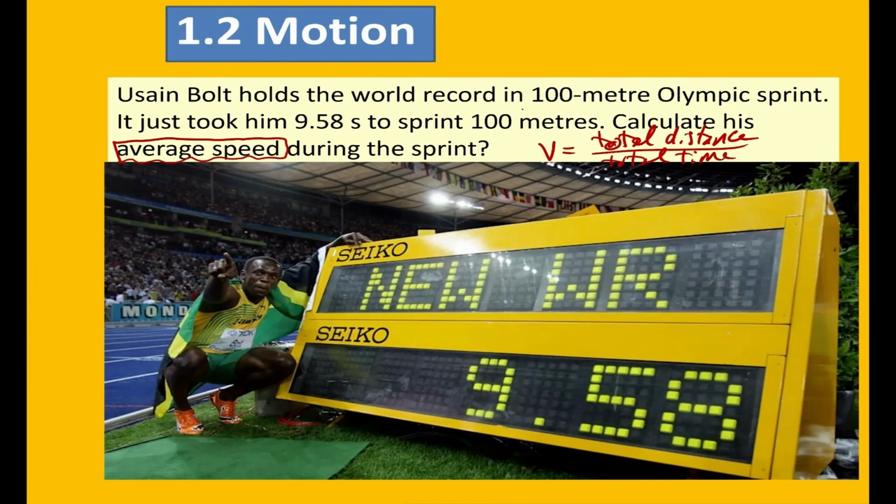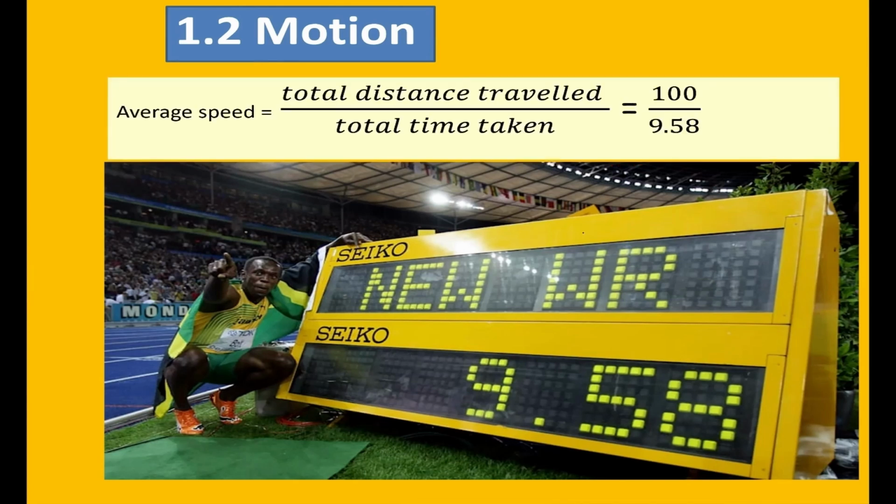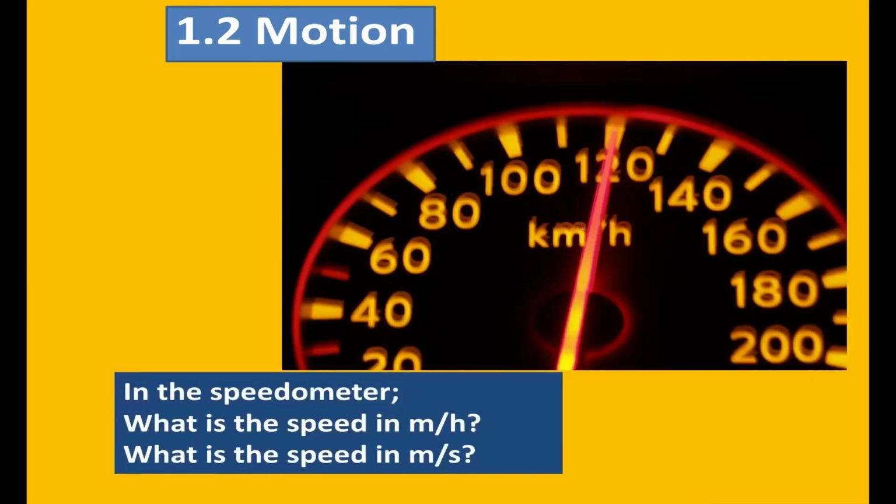This is the 100-meter Olympic sprint. This is the total distance, and the time here is 9.58. So the speed equals 100 meters over 9.58 seconds, which equals 10.4 meters per second.